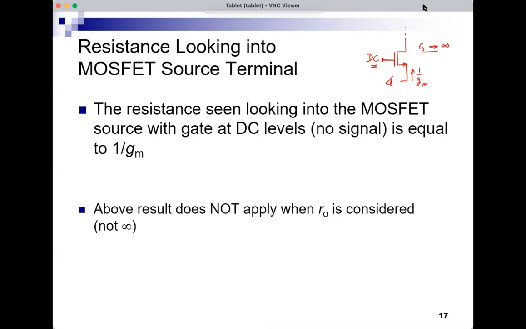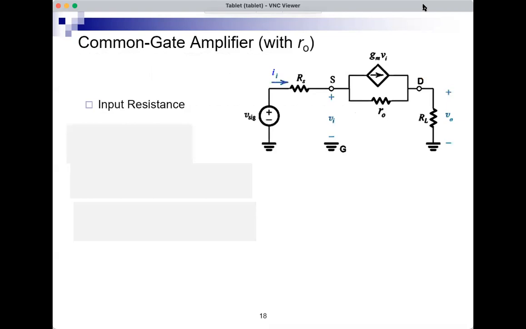Again, this is one of the rules that we will have, but we will modify it, because if there is an RO, the error will become quite large if I use this. So let's consider now the case when RO is not neglected, RO is not very, very large. So here's the same configuration now with RO. So RO is now between drain and source, where it should be. And the rest of the circuit is still the same.